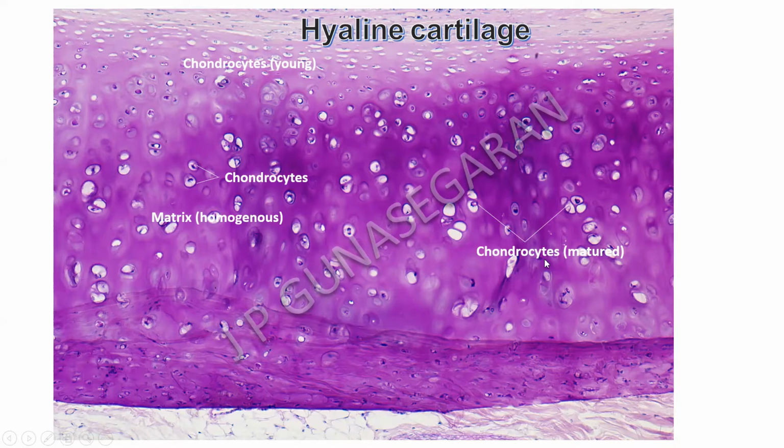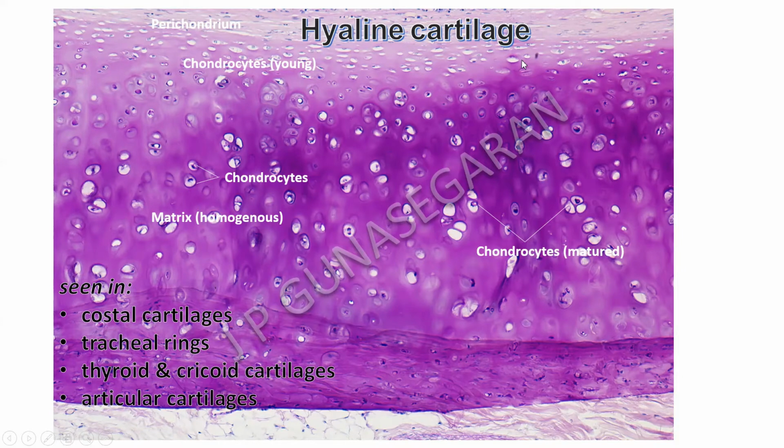The cartilage is covered externally by perichondrium. The perichondrium is divided into an outer fibrous layer and an inner cellular layer known as the chondrogenic layer. Hyaline cartilage is widely distributed and is seen in costal cartilages, tracheal rings, thyroid and cricoid cartilages of the larynx, articular cartilages, and epiphyseal plates.